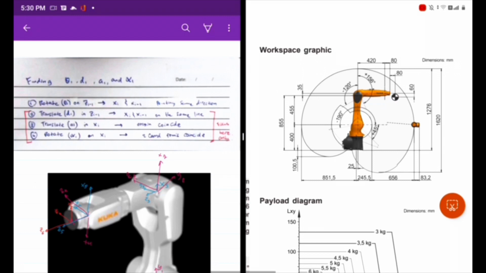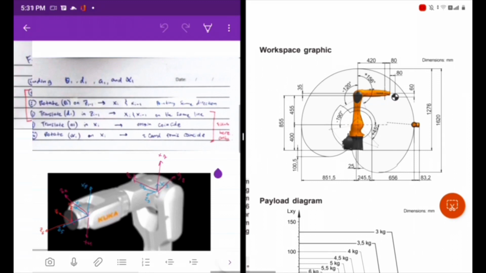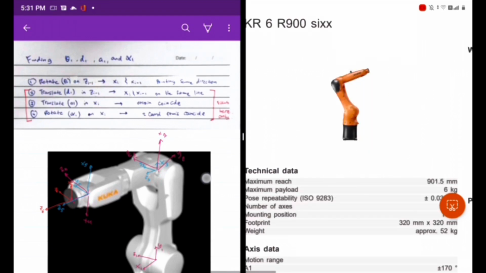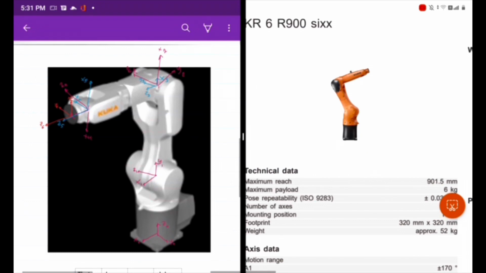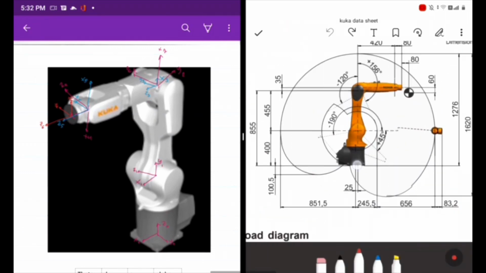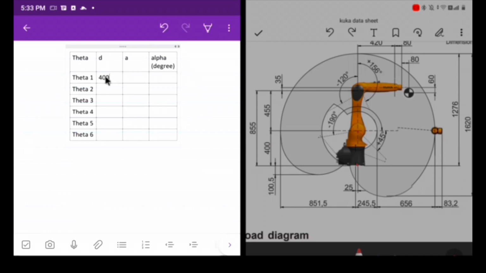Now we are interested in finding d. d is a translation along the previous z-axis until the current and the previous x-axis are on the same line. Now focus on the x-axis. We want the x-axes to be on the same line, so we need to push the previous x-axis up in the direction of the previous z-axis, which is 400. Let's take a look here. This point to this point is 400 millimeters. So d is 400.